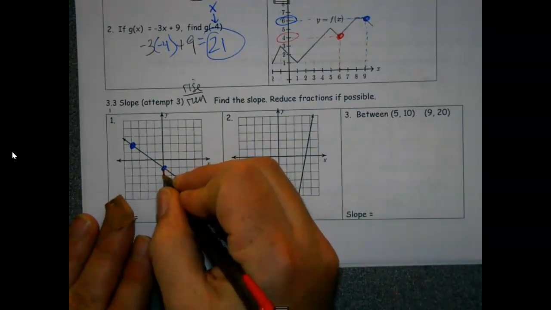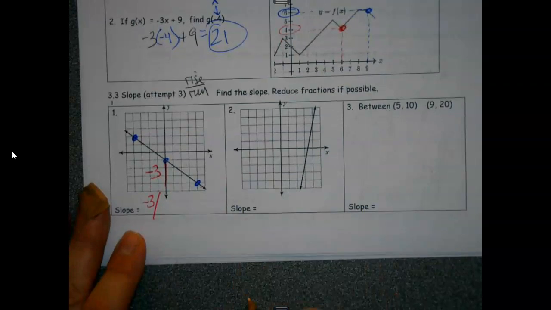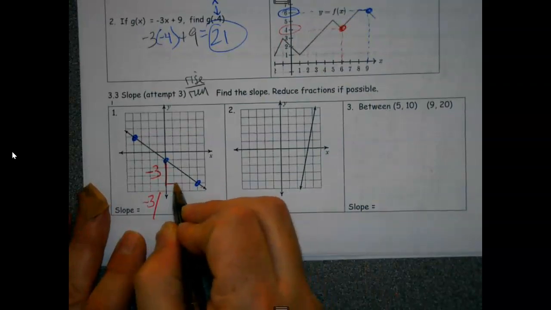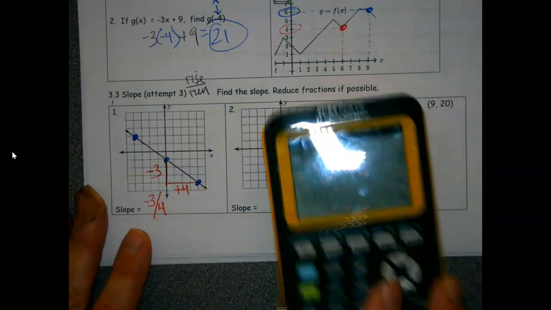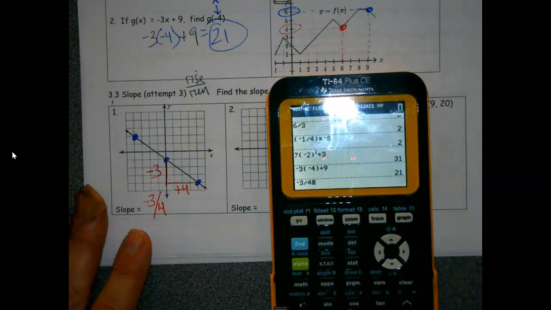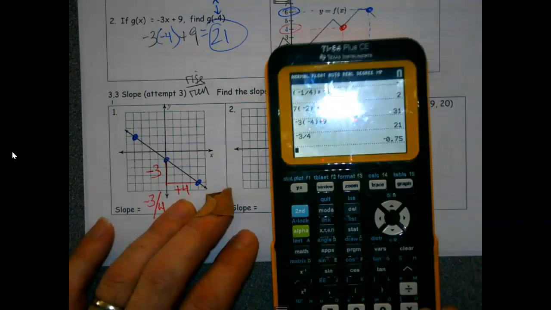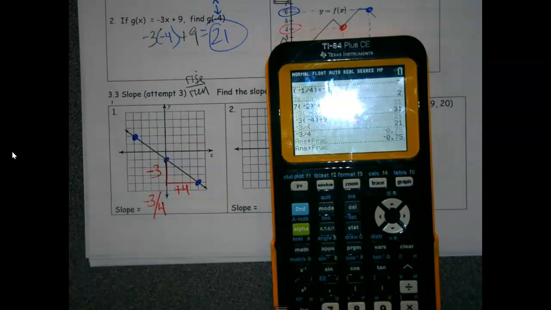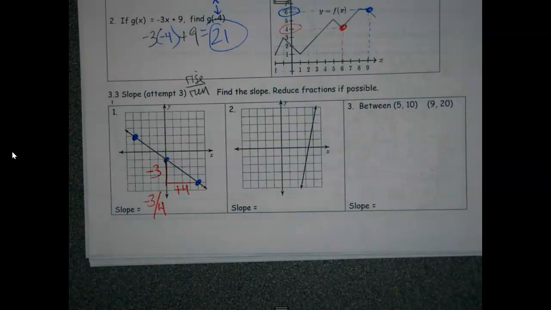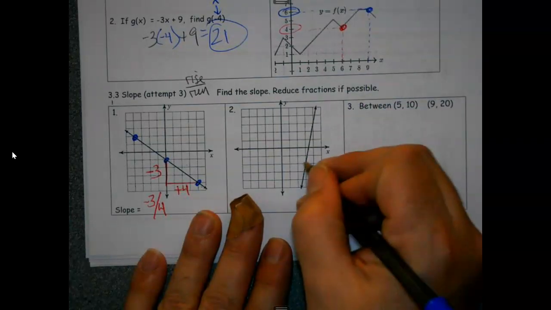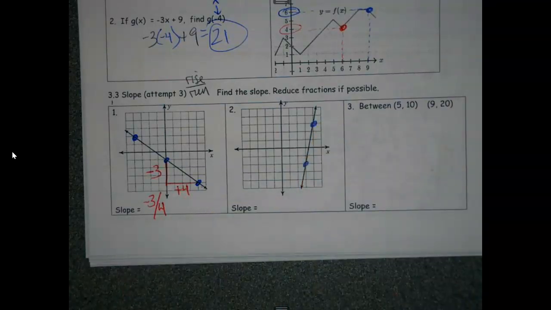So I went down 1, 2, 3. And I went right 1, 2, 3, 4, which is positive. Now, if I wasn't sure if that reduced, if I do -3 divided by 4, I get a decimal. We don't want decimals. And I could always do math, enter, enter, and I get the same thing back, -3/4. That's my slope. That's it. Nothing else to do. So find those points.